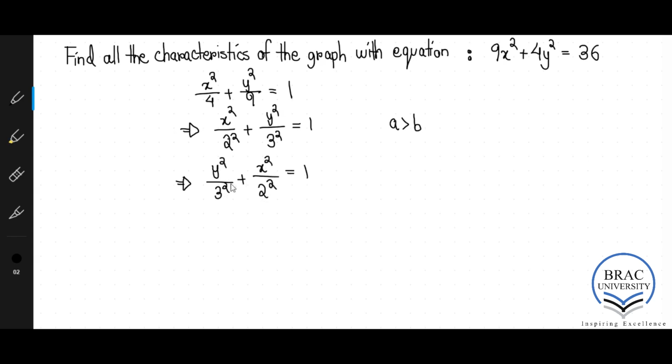So this is an ellipse. There's a plus sign here. A minus would mean that's a hyperbola. So we have a is equal to 3 and b is equal to 2.